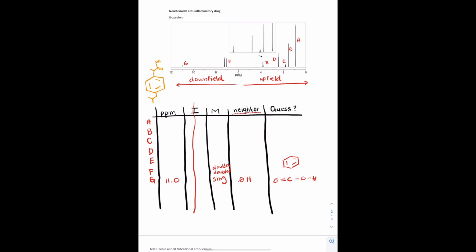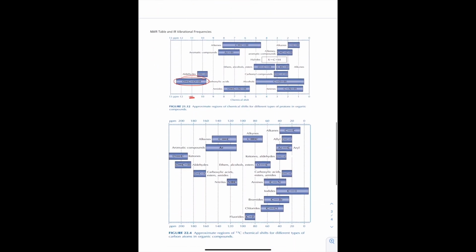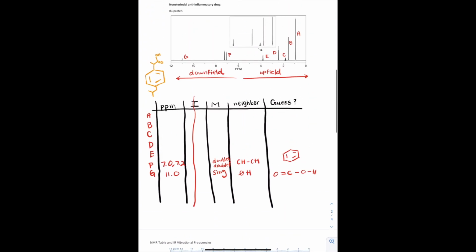And with these neighboring columns, it can be a little bit hard to determine the neighbor when you do not have the integration on the problem, such as in this one. So I'm going to go ahead and guess that the neighboring will be a carbon to hydrogen and a carbon to hydrogen, and that would be close to a double bond, but just to be sure, and this is at around 7 and 7.2 ppm, we're going to come on down here and look right over here, and here we see aromatic compound connected to a hydrogen, and that is perfectly displayed here in the structure of ibuprofen.